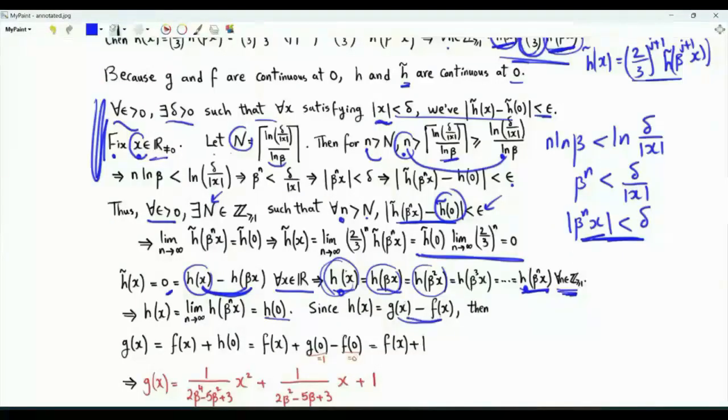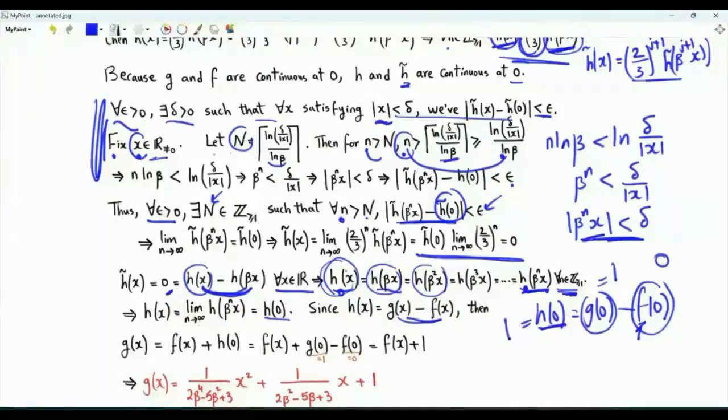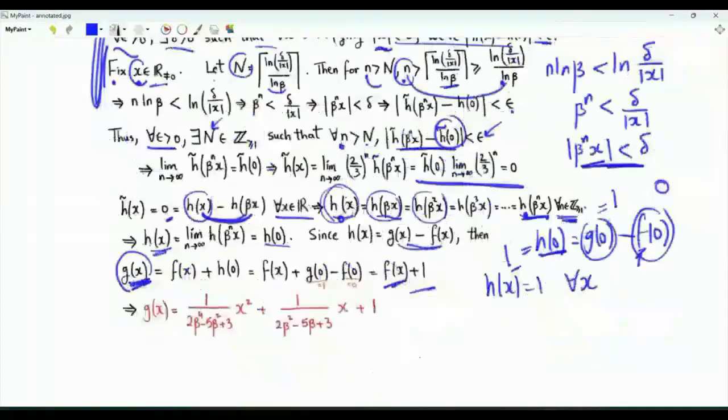H is g of x minus f of x. H of 0 is g of 0 minus f of 0. Function f is a constant times x squared plus a constant times x. F of 0 is equal to 0. In the problem statement, it is mentioned that g of 0 is equal to 1. So h of 0 is equal to 1. H of x is equal to 1 for every x. G of x, the required function, is f of x plus 1. This is the only function that satisfies the conditions mentioned in the problem statement.